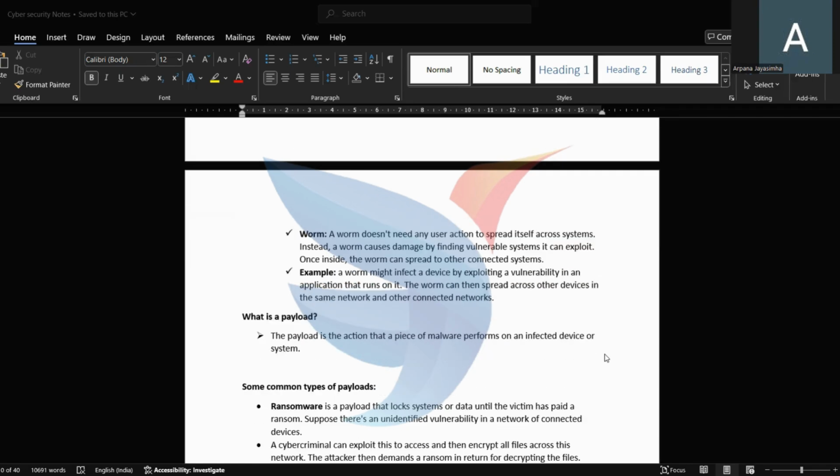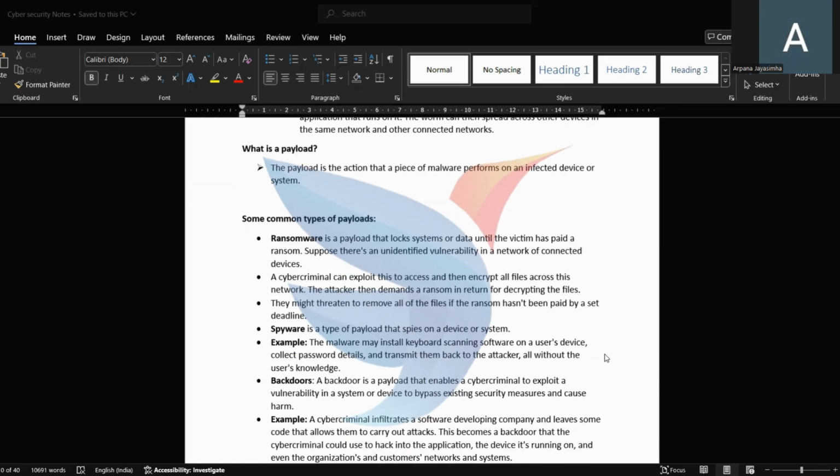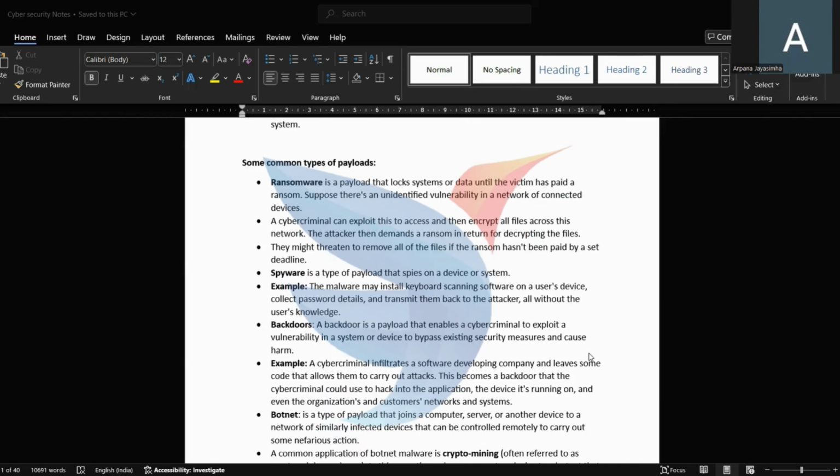Let's see the other topic. What is payload? The payload is the action that a piece of malware performs on an infected device or system. Some types of payloads we have are ransomware, spyware, backdoors, etc. So what is ransomware? Ransomware is a payload that locks systems or data until the victim has paid a ransom.